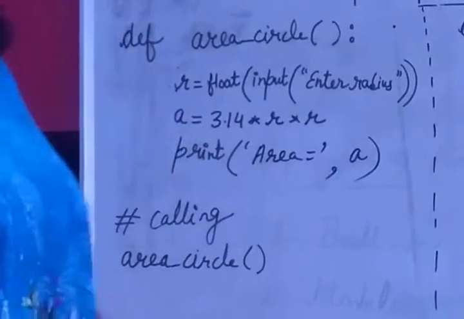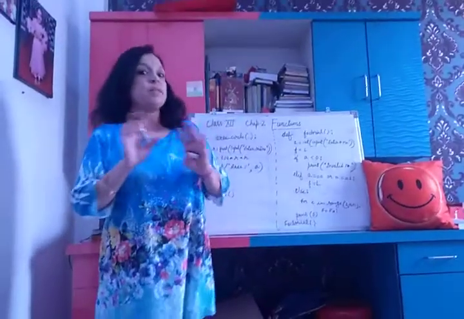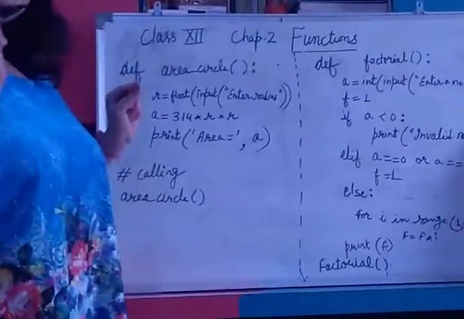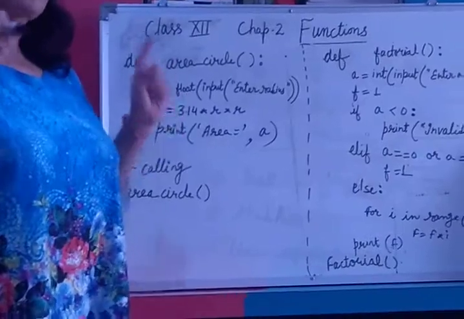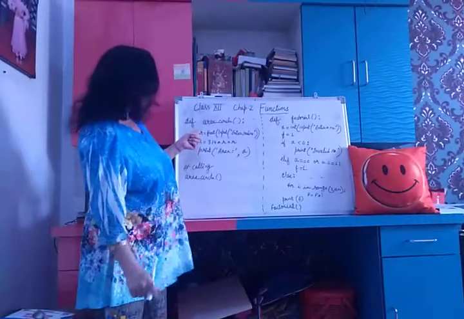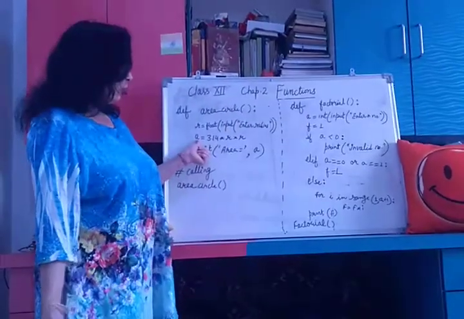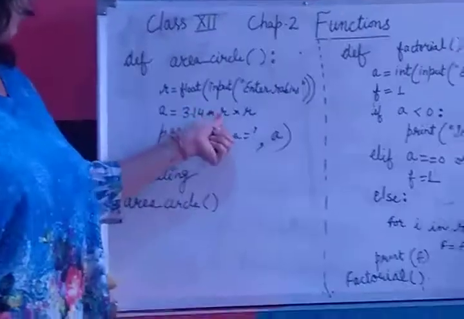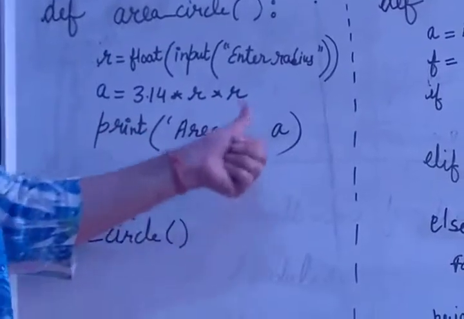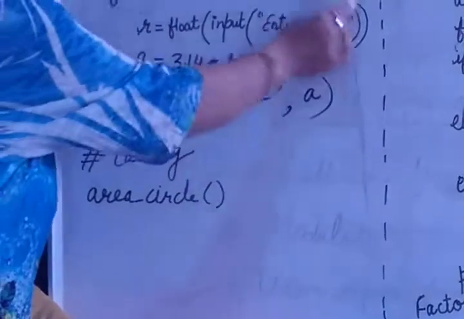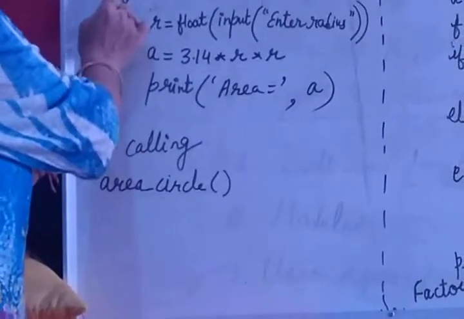So for calculating the area of circle, the program is very simple as we have already done. But the thing is, here we are creating it using a user-defined function. So you will input the radius of a circle, then you will calculate the area. A equals 3.14 into R into R, print area equals A. The program is the same again, but we have defined a user-defined function for this particular thing.